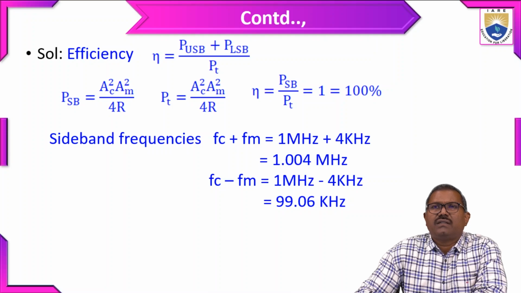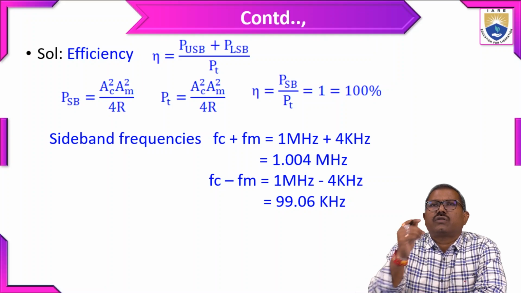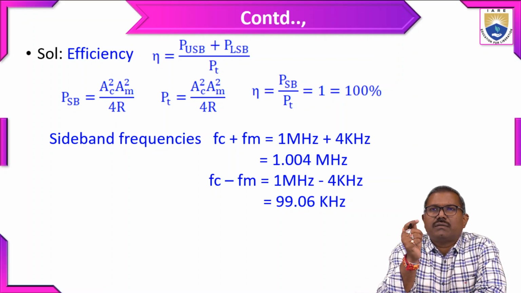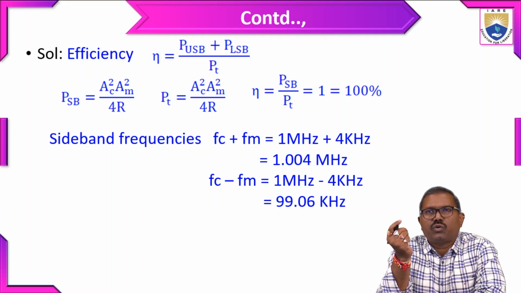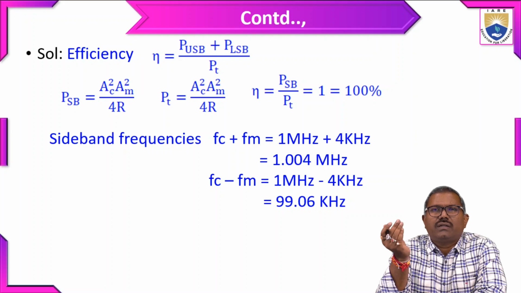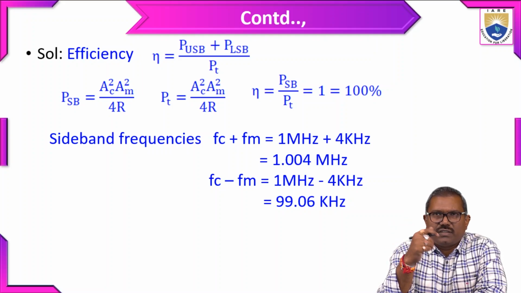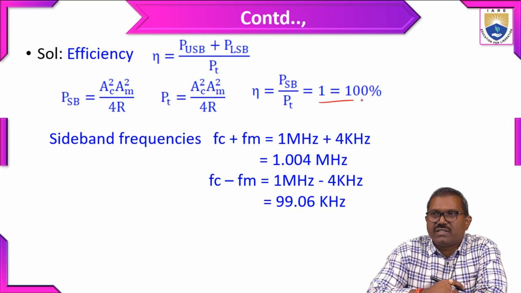And these are the formulas that are required. Efficiency is equal to P USB plus P LSB by PT, where USB is the upper sideband and LSB is the lower sideband, divided by total power. PT is equal to Ac square into Am square by 4R, and the sideband power is equal to Ac square Am square by 4R. So when you substitute the values, eta is equal to 1. The efficiency is 1.